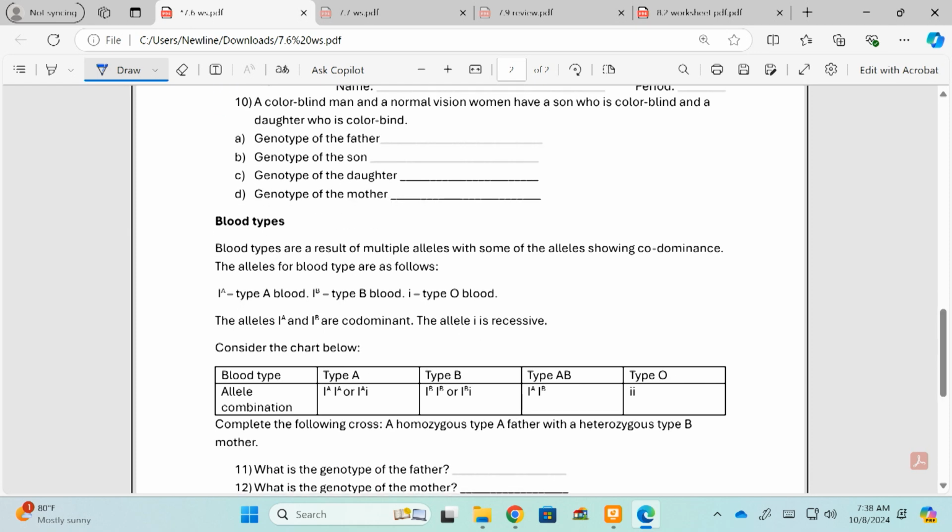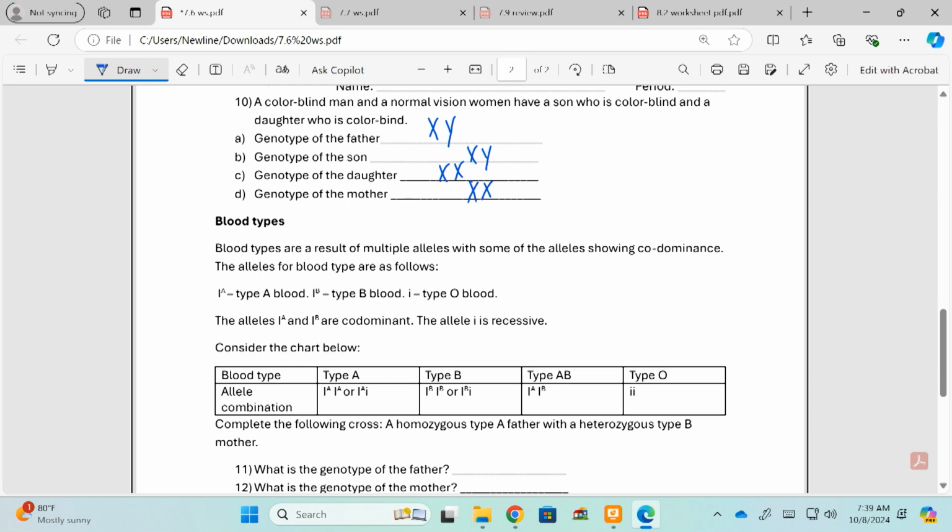Okay, number 10 says, a colorblind man and a normal vision woman have a son who is colorblind and a daughter who is colorblind. So now it wants us to fill in all of the genotypes for these individuals. Well, let's go ahead and do the sex chromosomes first. I see father, so that would be XY. I see son, that would be XY. Daughter is going to be two X's, and the mother is going to be two X's as well.